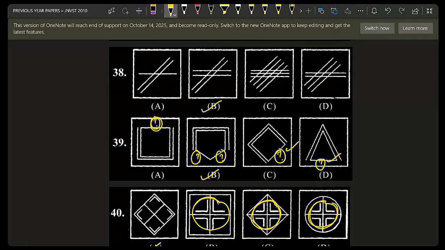Himanshu, Shrihita, what is your doubt? Sir, my father is waiting for me. Can I leave? Yeah, you can leave. Aditi. Sir, for the 39th one, in the solution it shows option A. That is wrong. B is correct. Okay, sir.